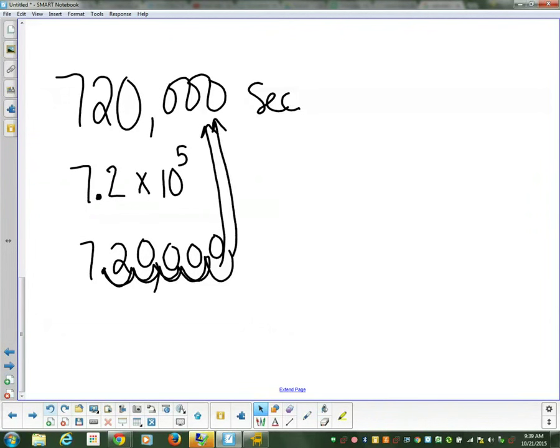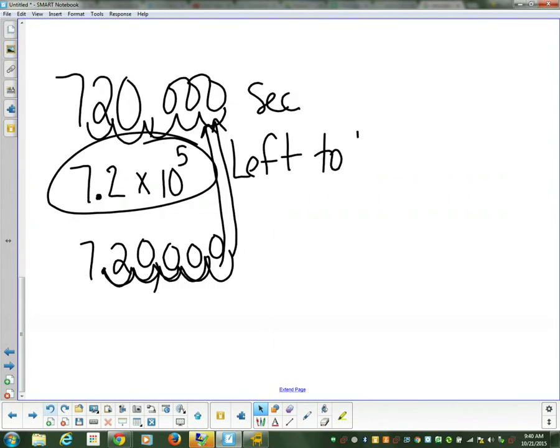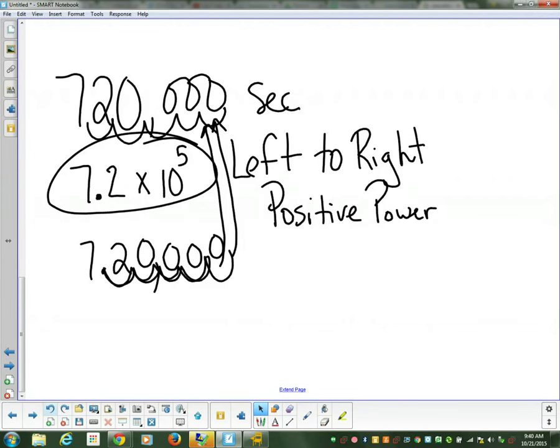Does it match? So it's not just zeros, it's actually place values that we're moving over. So we go from here, 1, 2, 3, 4, 5. How many spots are you moving the decimal to the right? Alright, so the correct answer would be 7.2 times 10 to the 5th power. So we're moving from left to right, and this is a positive power. That'll make sense what that means in a second.